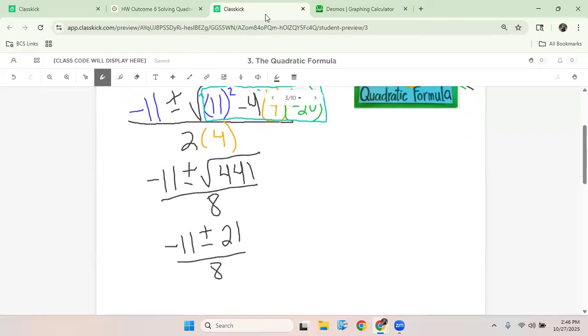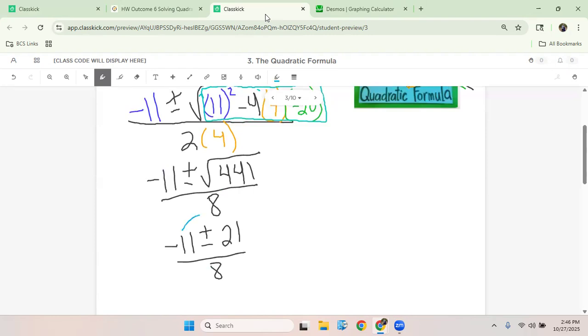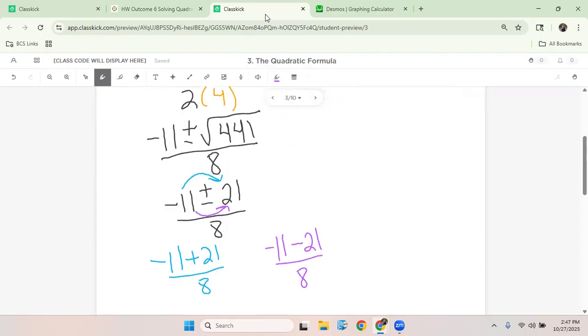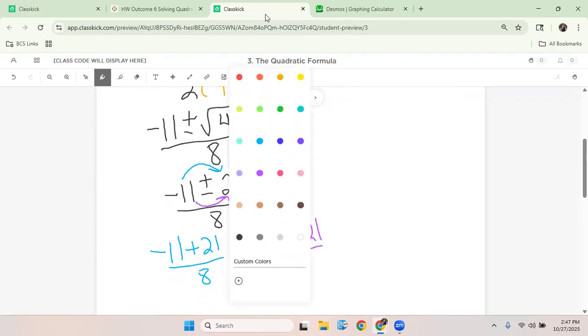Now from here, we have two actual calculations we need to make. And I'm going to put these in two colors so you can see them. We are going to have to do the -11 plus 21 over 8. And then we're going to have to make the calculation that is -11 minus 21 over 8. And remember, that comes from taking the square root. Whenever we have a square root, there are two different answers. And we're just going to do a little bit of simplification.